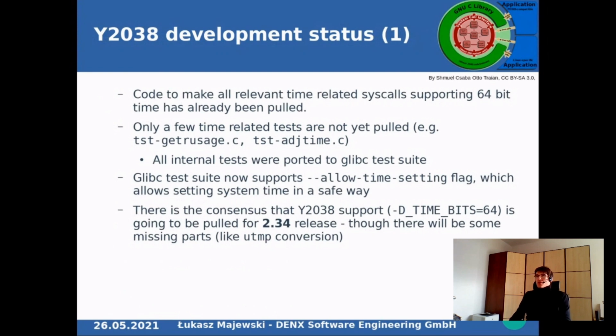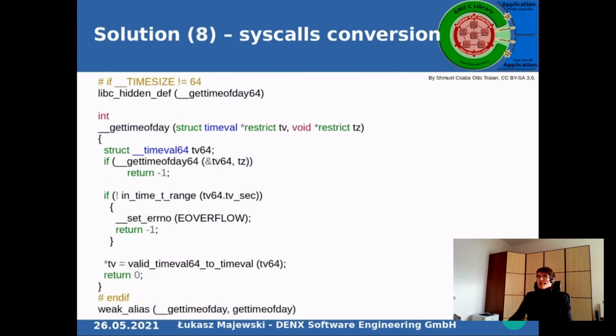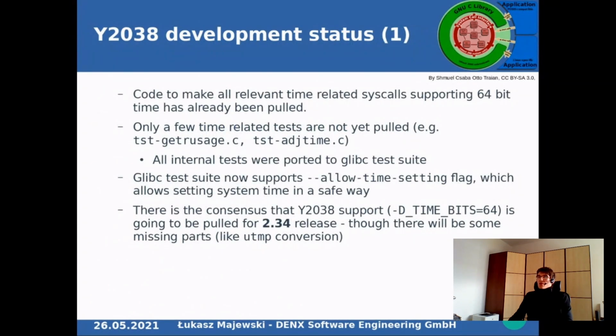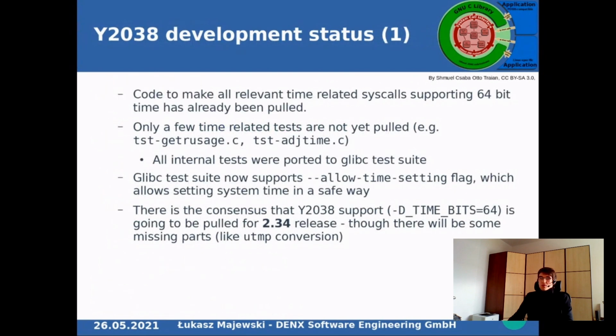So what is the development status up to today? As I have shown, we have two versions of gettimeofday, for example, the one for 64-bit time, and the second one for 32. So all the functions which are exported by glibc and use time-related structures have been already converted to have a structure similar to gettimeofday. And those were around 80 functions, and this is already pulled to the glibc master branch.